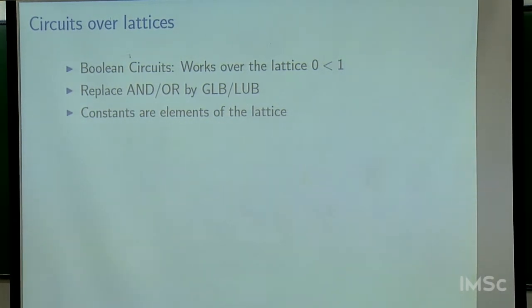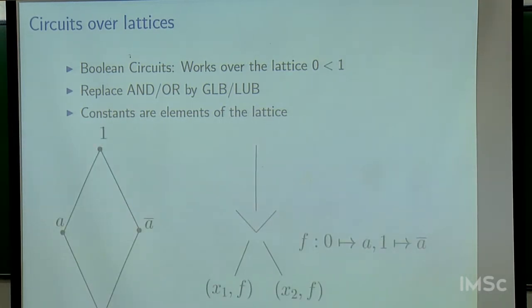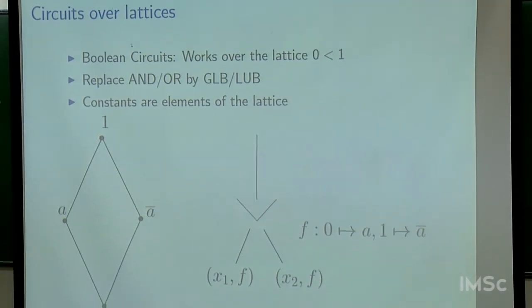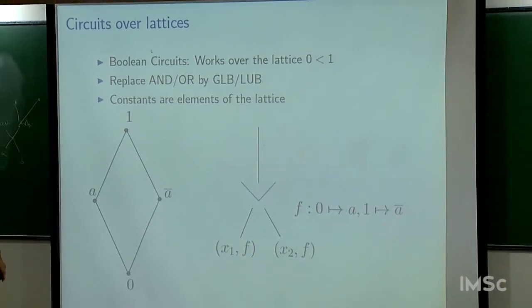Instead of 0 and 1, you fix a lattice L, and the constants could be anything from that lattice. Now the AND and OR gates will compute the GLB and LUB over that lattice, right? And there will be a designated accepting element from that lattice. So the circuit will accept if and only if it outputs that particular element in the lattice. For example, this is a lattice called the diamond lattice. It has 4 elements, A bar, 0 and 1, and this is a circuit over this lattice.